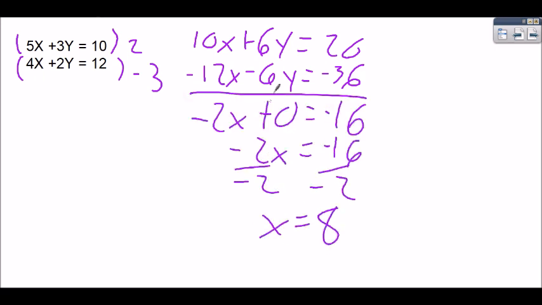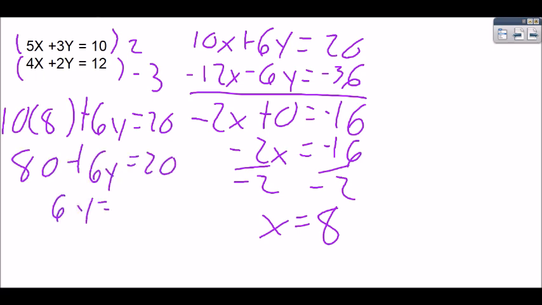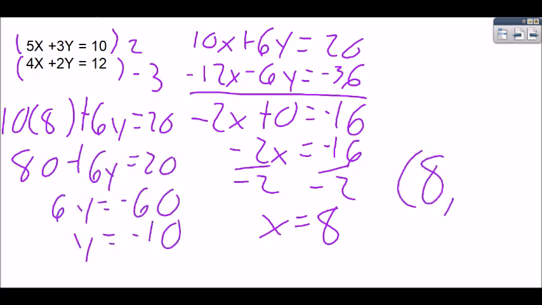I have x, I can go to any one of these 4 equations, plug it in, and find y. I think I'm going to do this top one because it's 10 times, and 10 is going to be an easy thing to multiply against. These cross at 8, negative 10. And what elimination is super good for is graphing up to 8, negative 10 would have been super time consuming, and this gives us an exact answer very, very quickly.